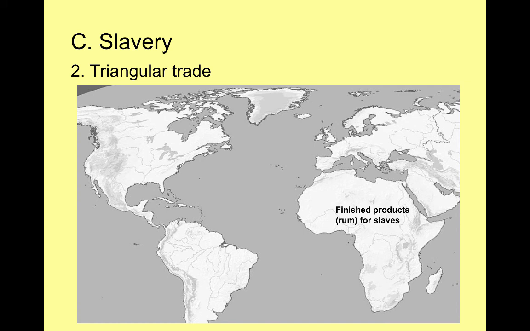So let's talk about how slaves actually got here. We're going to talk about the triangular trade, obviously a very important part of AP American history. So let's start with Africa.